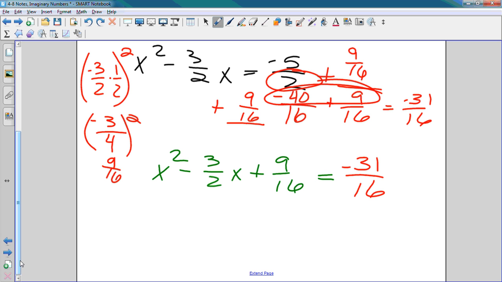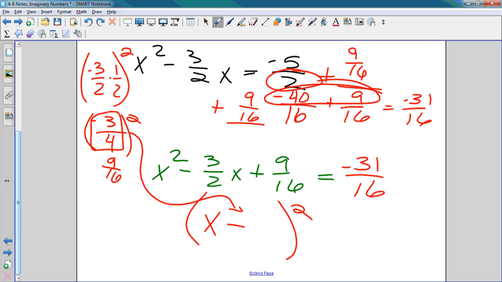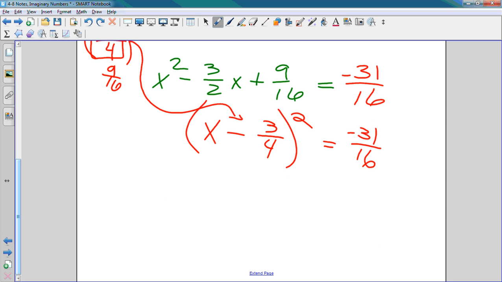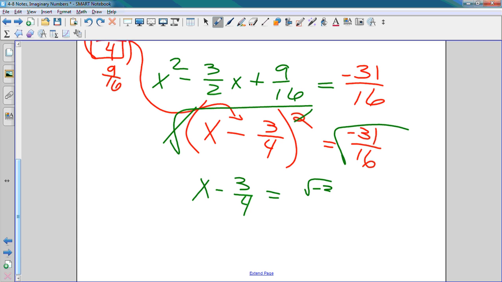Now, what do I have to do? Vertex form. How do I figure out what goes in here? This part right here. How do I solve for x? Square root. You guys remember this from yesterday. So I have x minus 3/4, these are going to cancel, equals the square root of negative 31 over the square root of 16. Add 3/4.